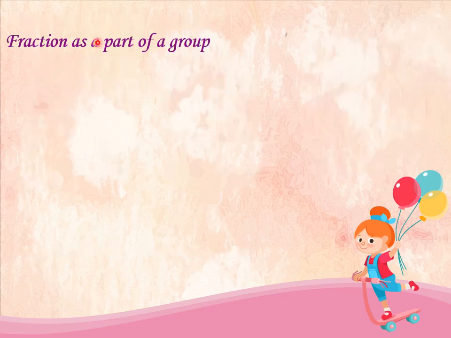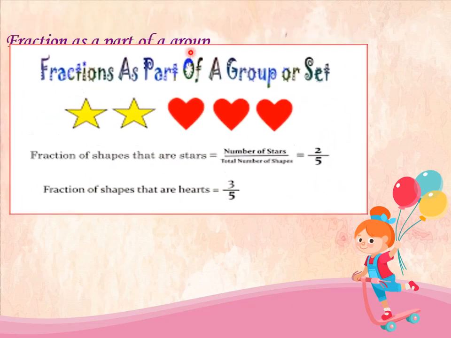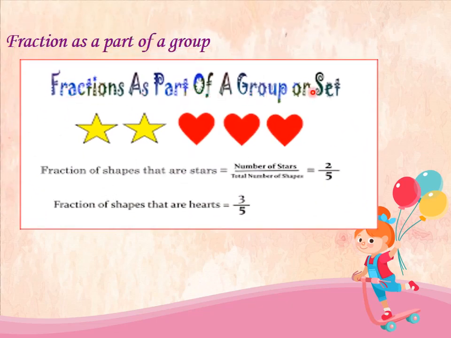Now next, fraction as a part of a group or set. In this, how many shapes are there? 1, 2, 3, 4, 5. Total 5 shapes are there. Fraction of shapes that are stars. So now we have to find the shapes that are stars. How many stars are there in this? 1 and 2. So first we will write in the numerator the number of stars, which is 2. And in the denominator we will write the total number of shapes. How many shapes in total? 1, 2, 3, 4, 5. So the fraction of shapes that are stars is equal to 2 upon 5.